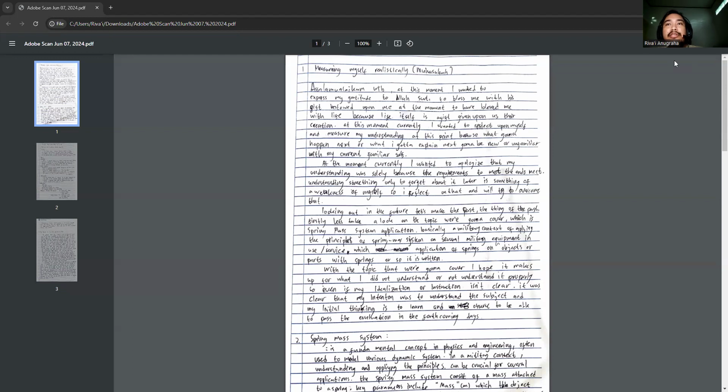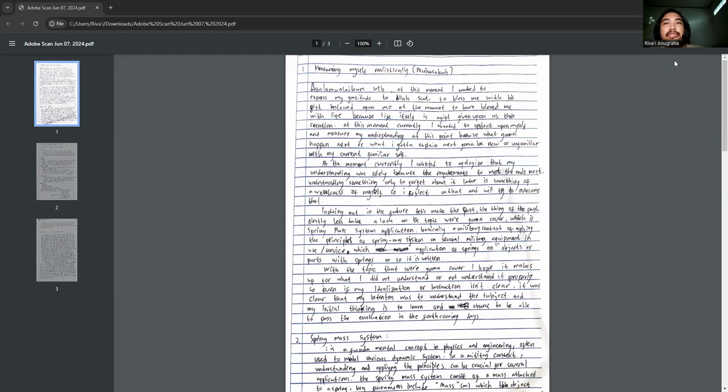Firstly, let's take a look at the topic that this UAS is going to cover, which is military spring mass application. In context, it is applying the principles of the spring mass system in several military equipments in the military service, which is the application of springs on objects or parts with springs. So it's basically that.